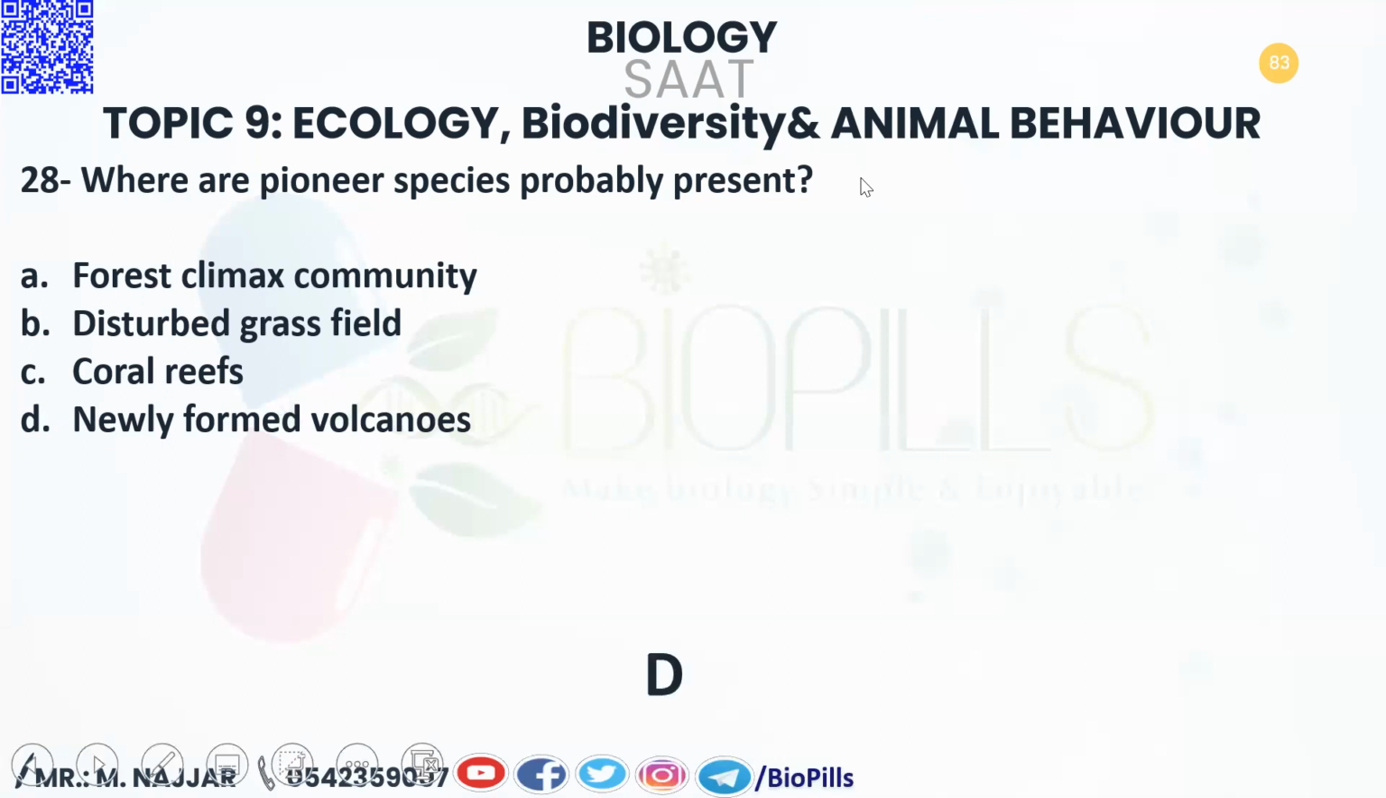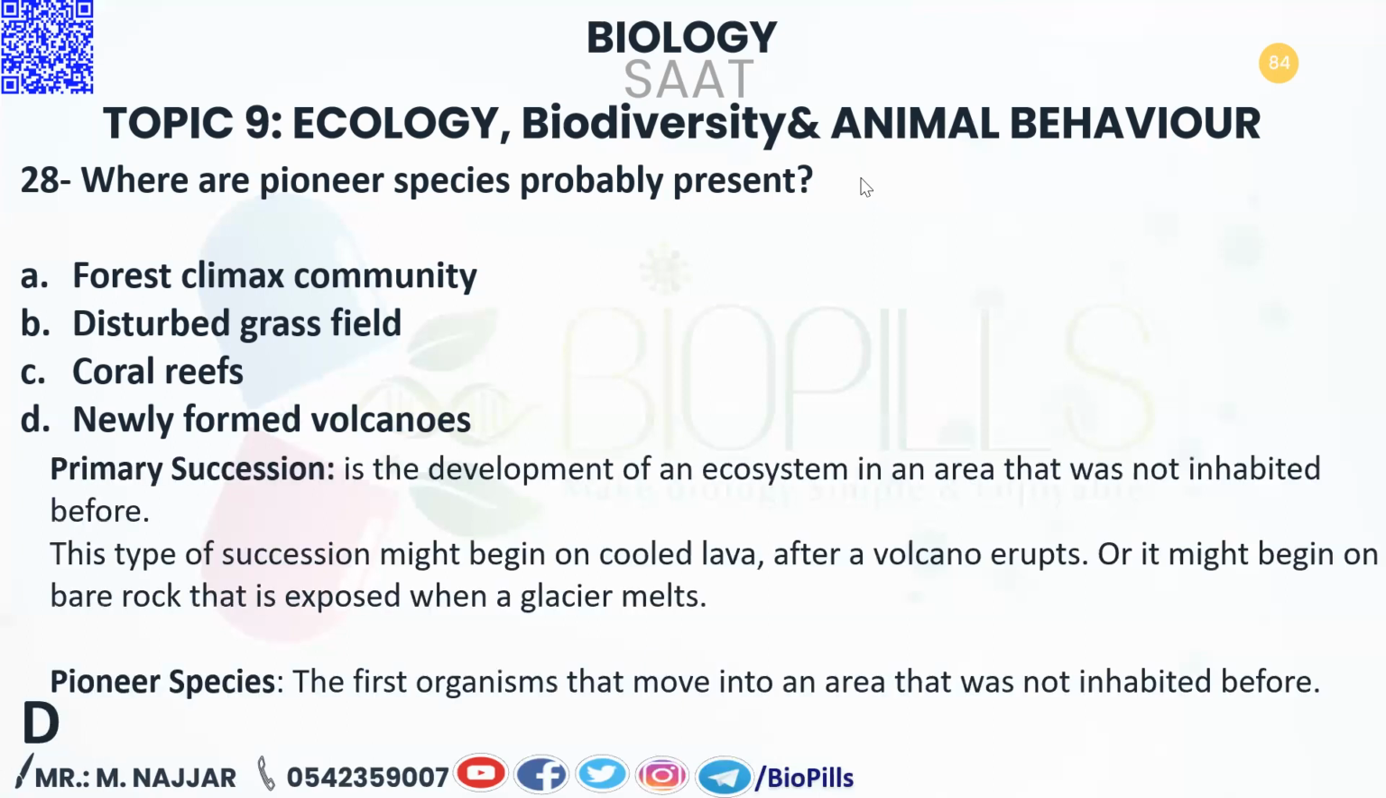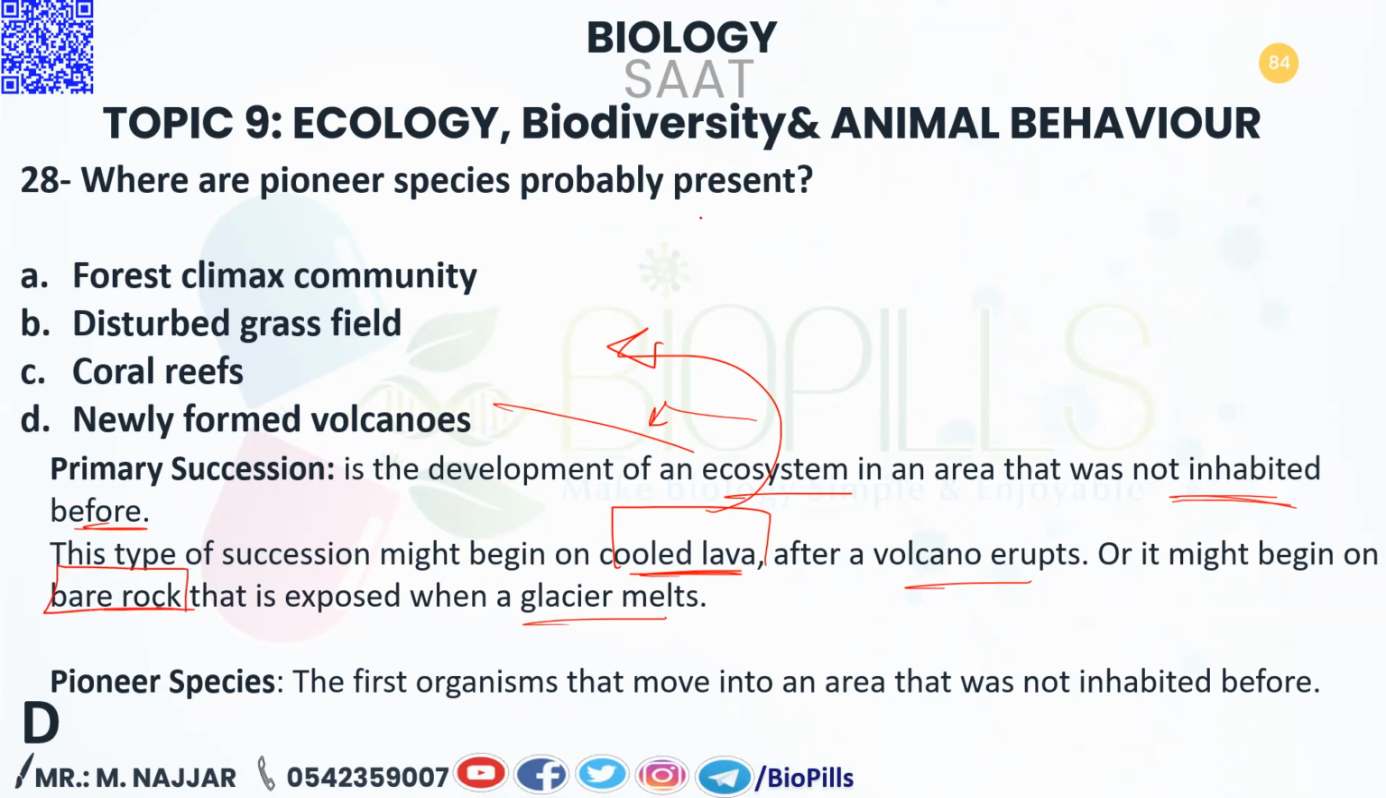And if we extend the explanation, I'm going to say again the definition of primary succession, which is the development of an ecosystem in an area that was not inhabited before. After the volcano takes everything, it will be considered a bare place or a newly exposed area that needs a pioneer species to come and invade this place. And as I mentioned, primary succession might begin on cooled lava, which is our example here, after volcanic eruptions, or might begin on bare or exposed rock when a glacier melts.